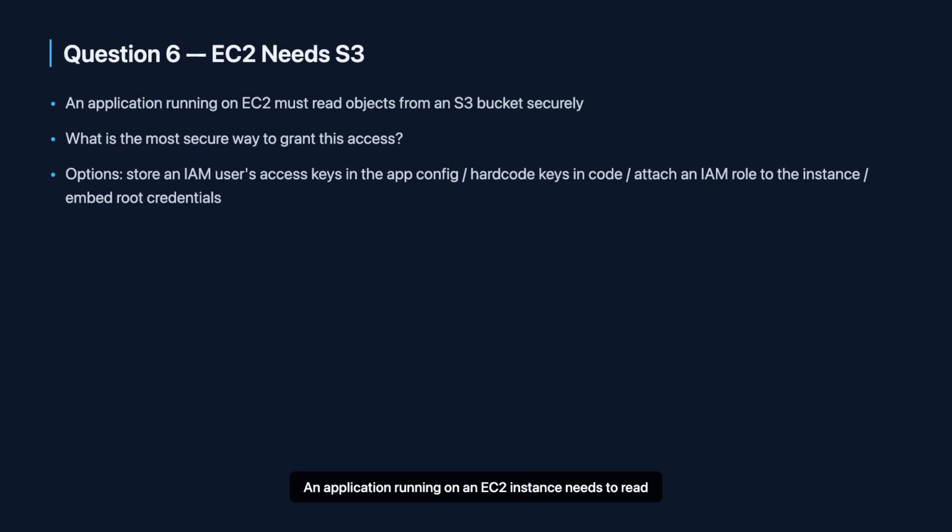Question 6. An application running on an EC2 instance needs to read objects from an S3 bucket securely. What's the most secure way to grant that access? Store IAM user access keys in the app config, hardcode the keys in the application code, attach an IAM role to the instance, or embed root credentials. The qualifier is most secure, and 3 of these options involve storing a long-term secret.